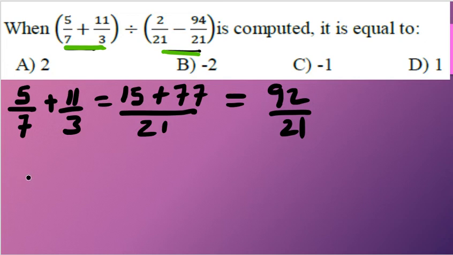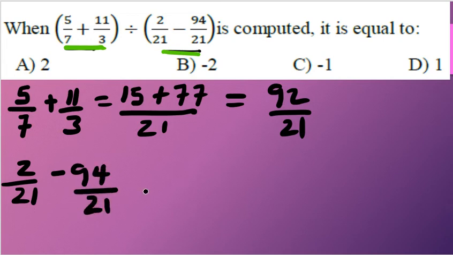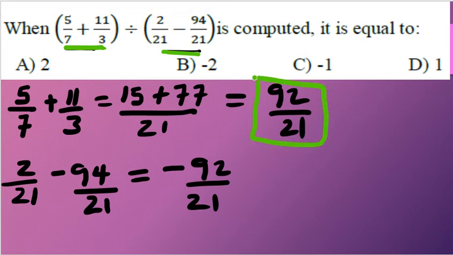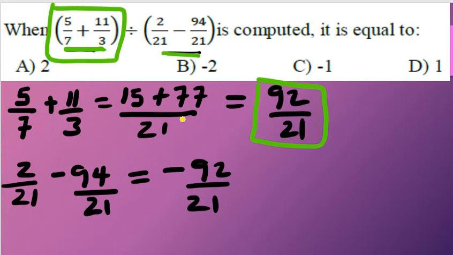Let's do the second bracket the same way. But the second bracket is easier. 2/21 minus 94/21, it says. Since the denominator is the same, we are going to take the difference of the numerators. 2 minus 94 will be negative 92/21. So now, as you see, the first bracket is done. Here it is. The second bracket, it is the same as here it is.